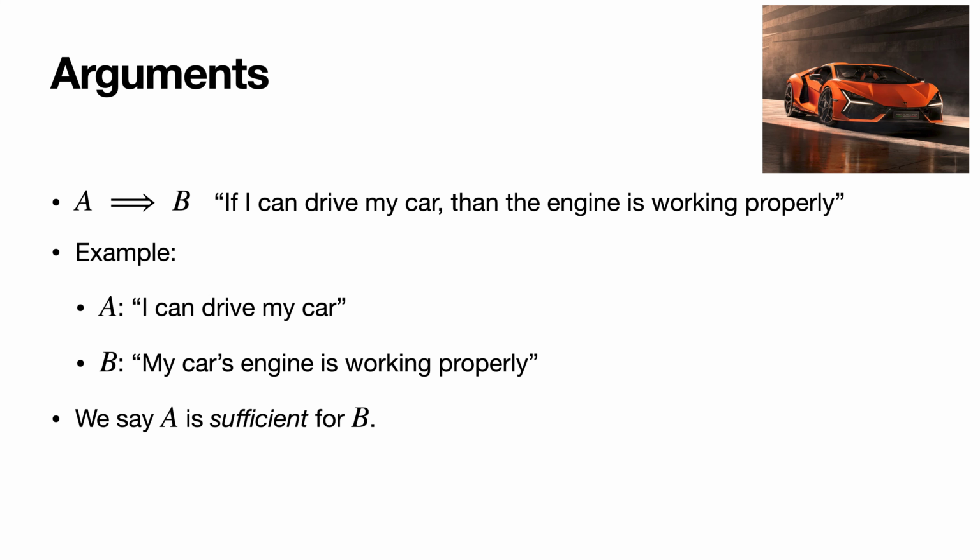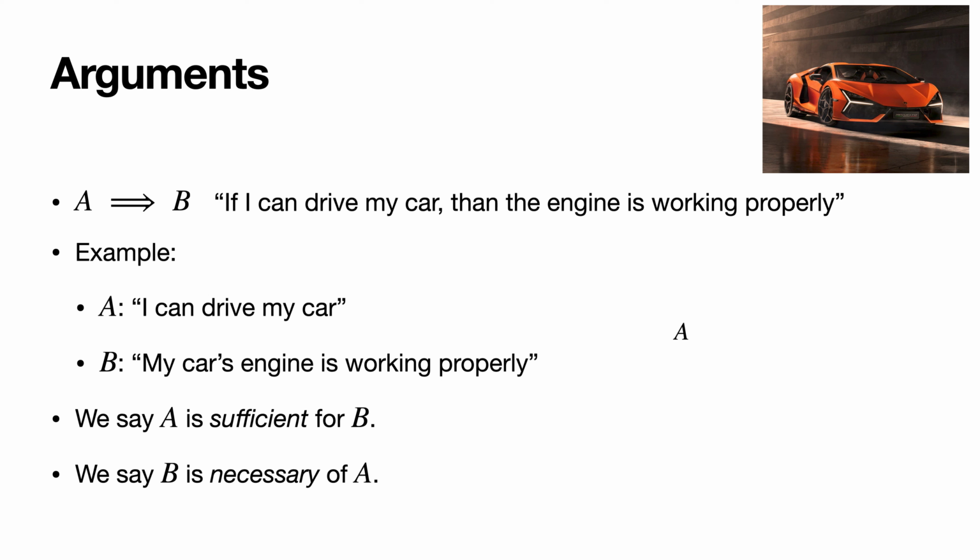However, it wouldn't make sense to say A is necessary for B. And why is this? Well, suppose I can't drive my car because the tires are missing. In this case, the engine may still be fine, but I can't drive for some other reason. A is not necessary for B because there may be other ways B can be true, even when A is false. And those happen to be those last two rows of the truth table.